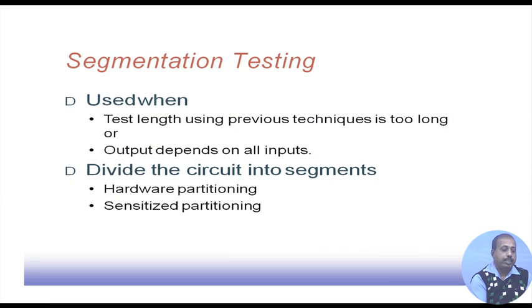So, we can sensitize certain paths, as a result other inputs do not come to the circuit at that point. That way we can have sensitized partitioning. Whatever we do, ultimately the idea is that we divide the circuit into a number of sub circuits, and those sub circuits are tested separately. Okay. So, that is segmentation testing.